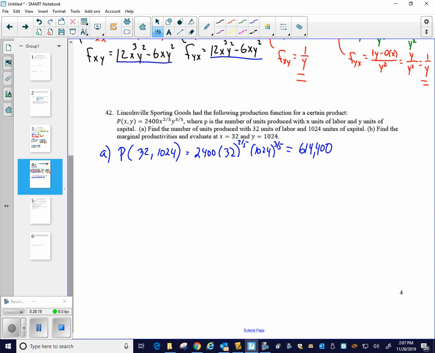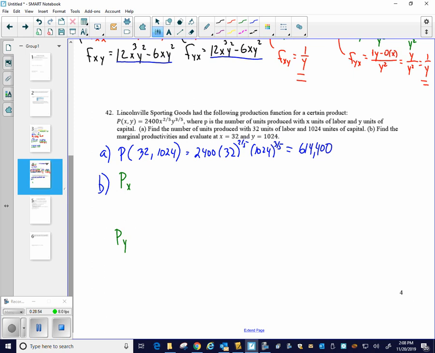Part B is asking us to do a little bit more. It wants to know the marginal productivities evaluated at x equals 32 and y equals 1024. Remember that marginals are derivatives, which means because I have two variables here that vary, they're both independent variables, we need to do the partials, which is obviously the section that we're in. So I need to do p sub x, and I need to do p sub y, and evaluate both of those at the x and y values that they gave me.